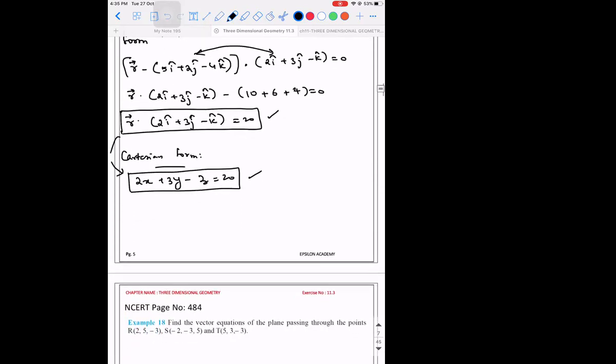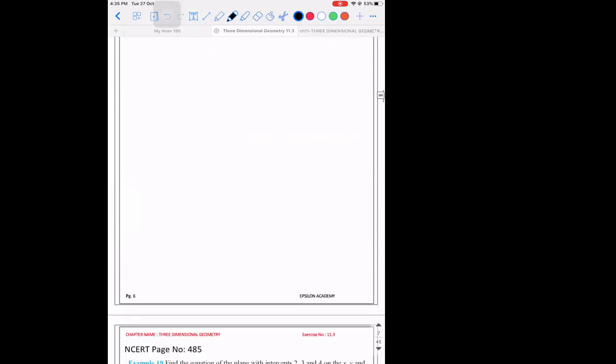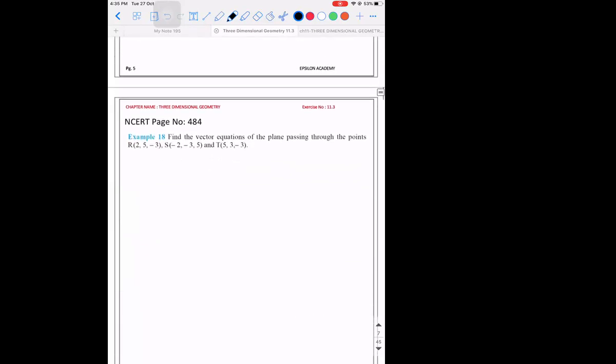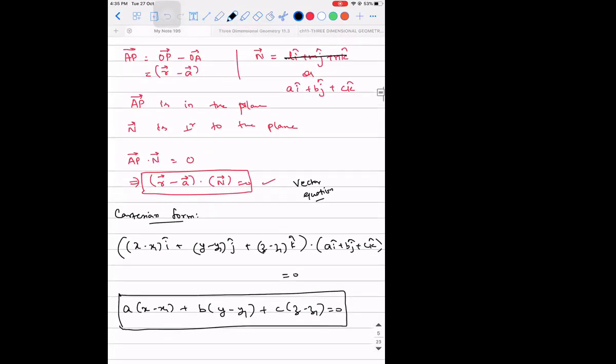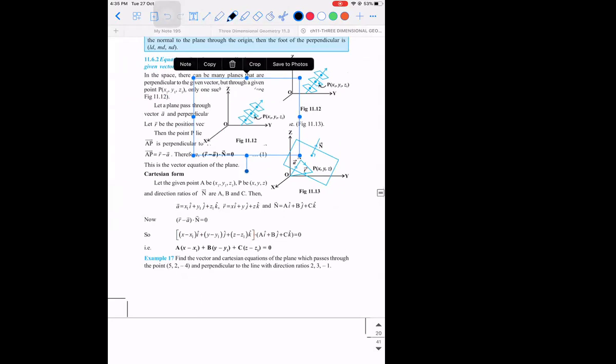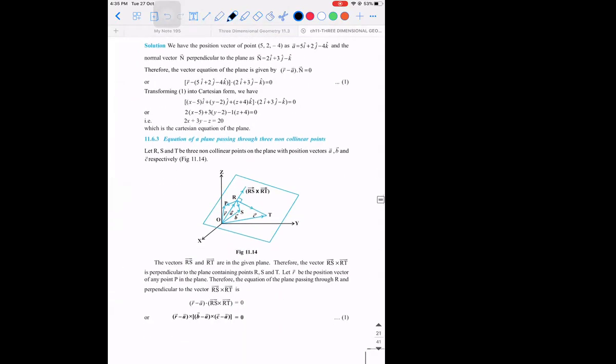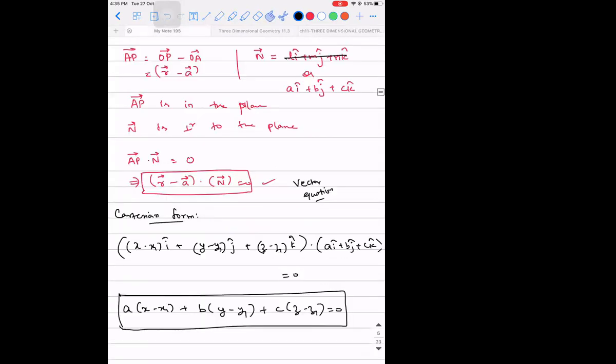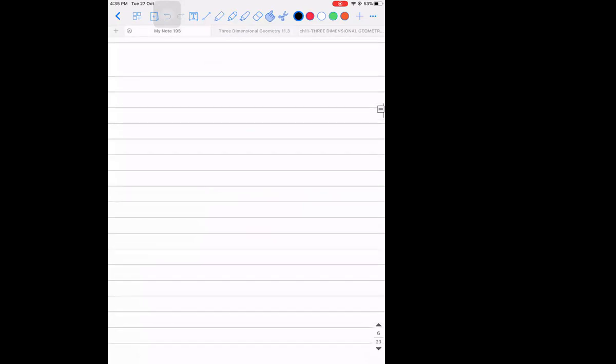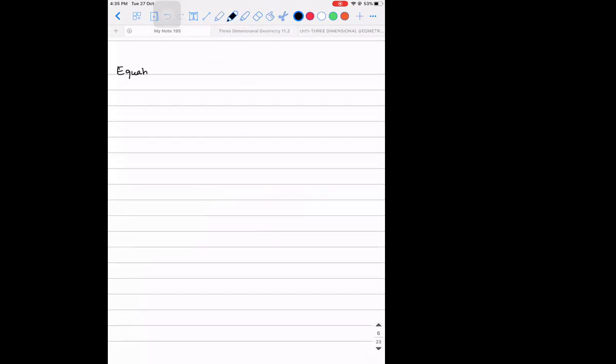Okay. Moving on to the next question. So that's all with the second form. The third form is you need to find the vector equation of a plane that is passing through three non-collinear points. So listen. There is a reason why we are saying three non-collinear points.